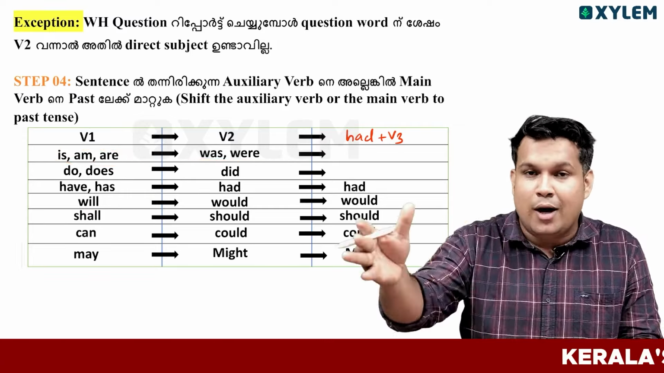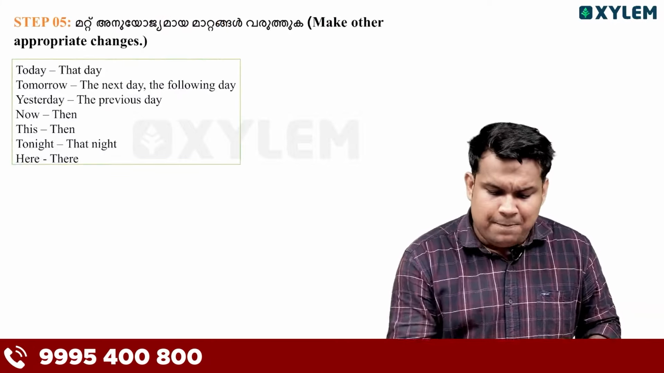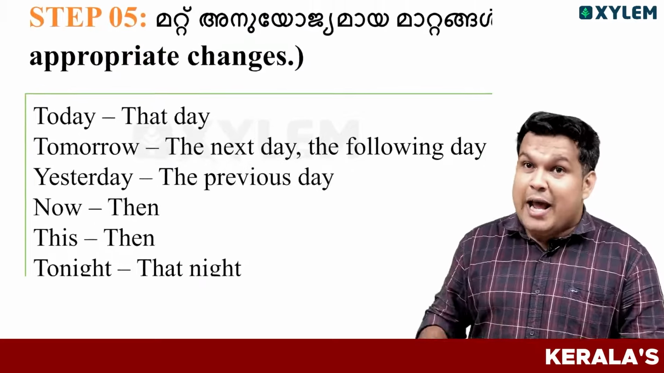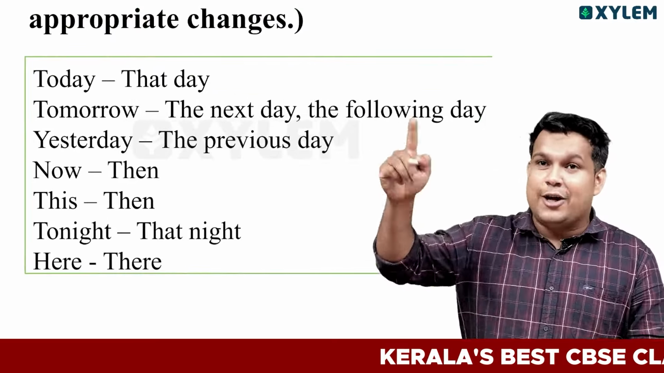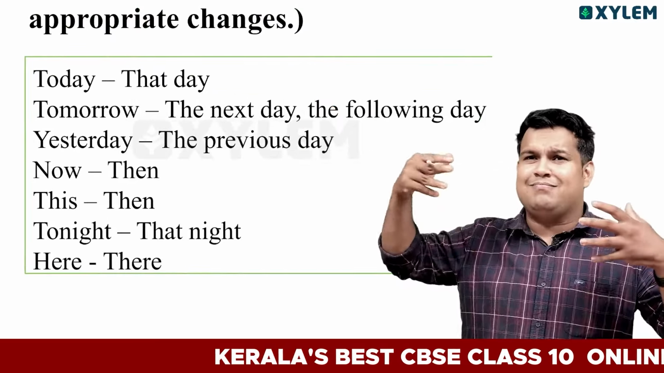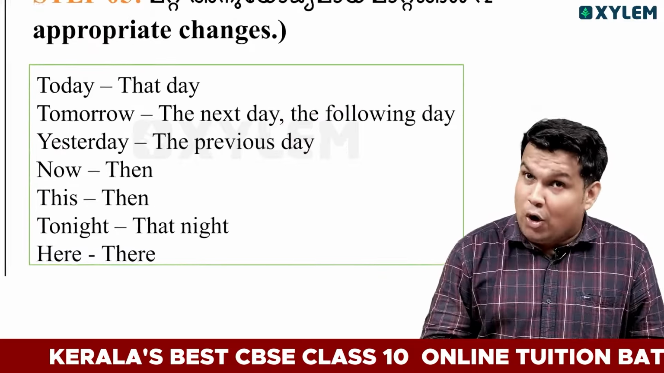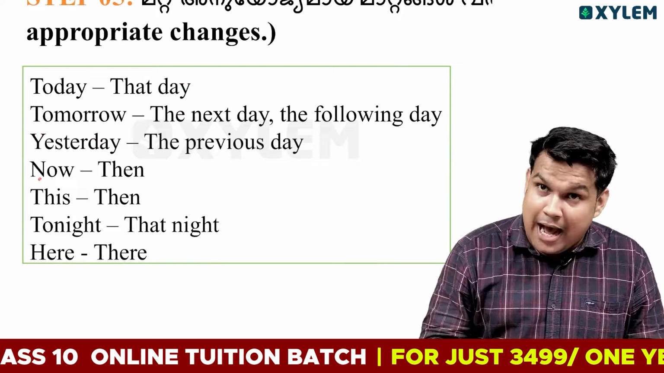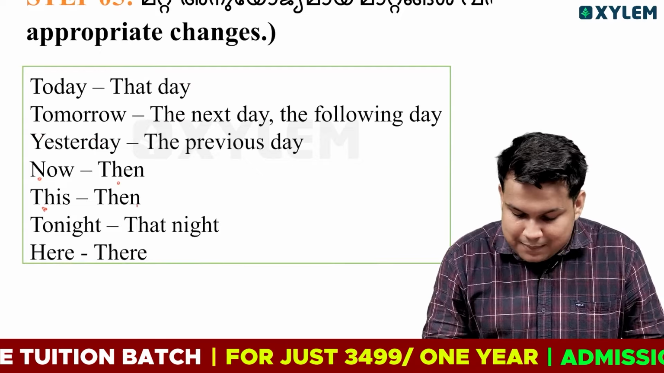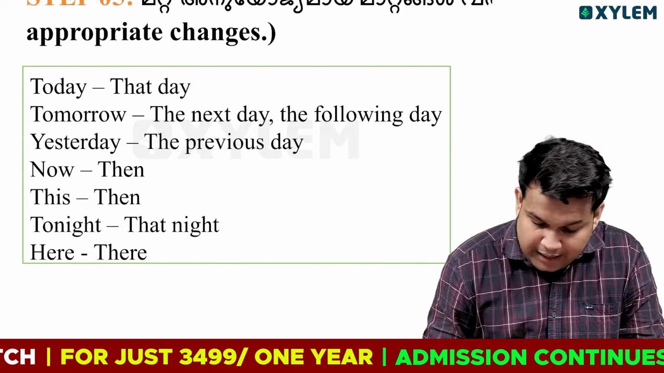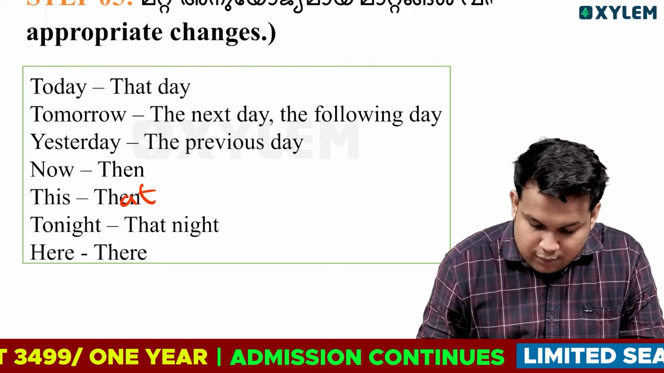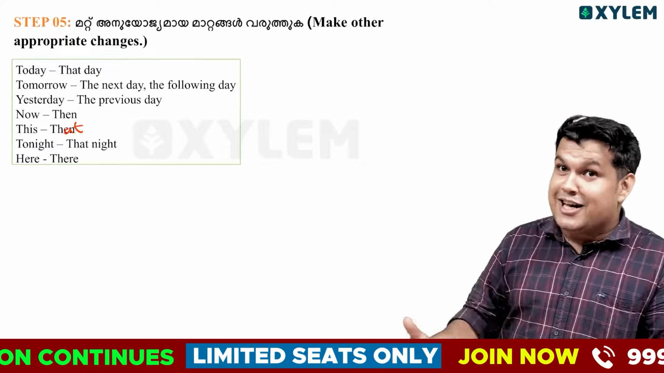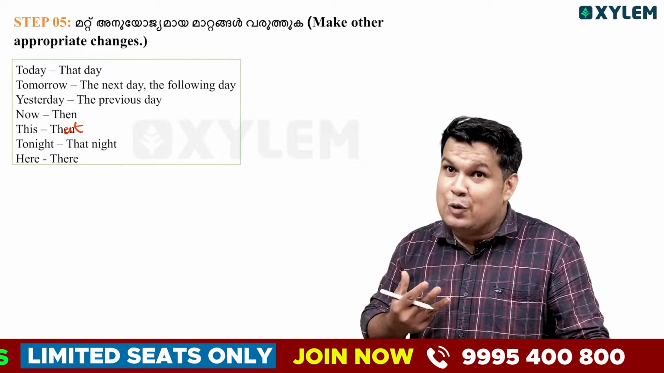These are the steps. And the last step is very simple. Make other appropriate changes. Like if there is a today in your sentence, you need to convert that into that day. Well, that's a simple logic. And if it is tomorrow, convert that into the next day. And if it is yesterday, the previous day, now will be converted to then. This will become that. Tonight will be that night. And here becomes there. So these are the steps, these are the rules, and I suggest you to write it somewhere.